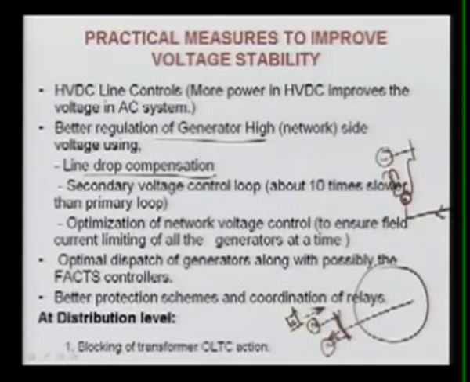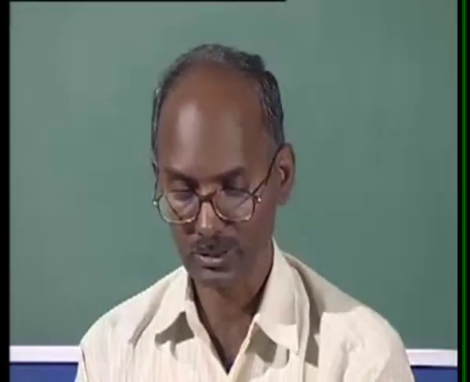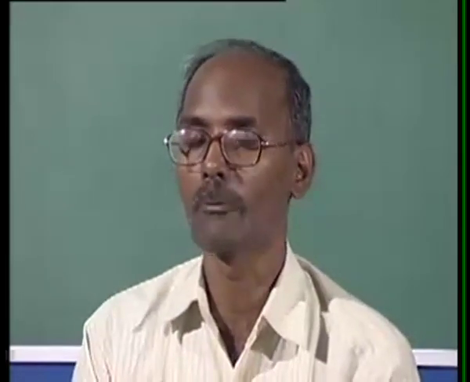So we have to go for the coordination of all the generators, so that we can ensure the field current limiting of all the generators at a time, and we can get the maximum benefit. We can get the maximum network voltage control with that, so we require an optimization problem and we can solve it, and then we can improve the voltage stability of the system, because we will have more reactive power margin, and whenever it is required we can supply during the disturbance cases.